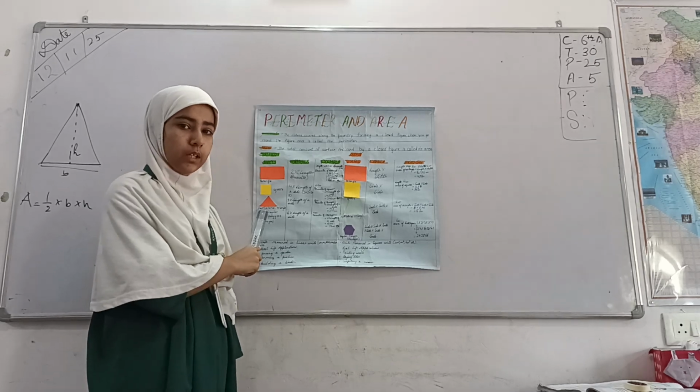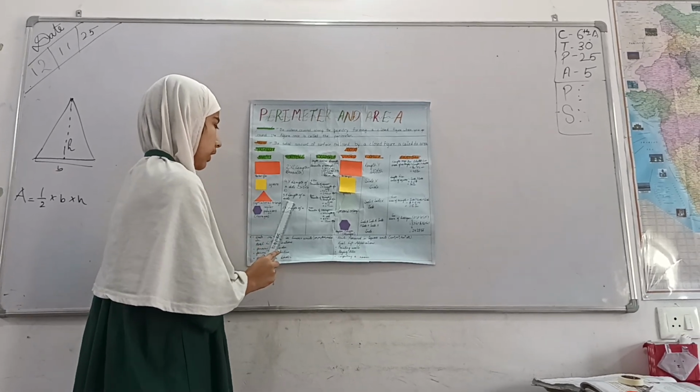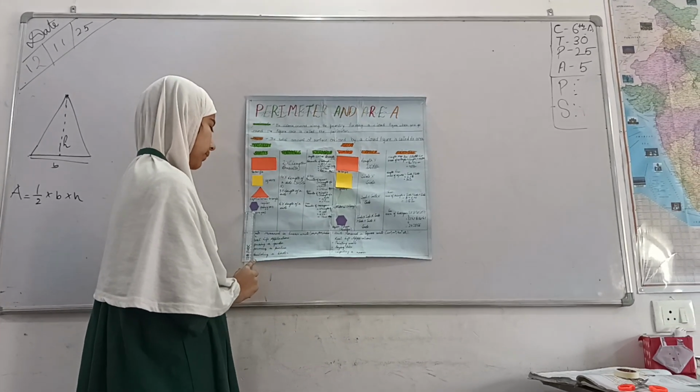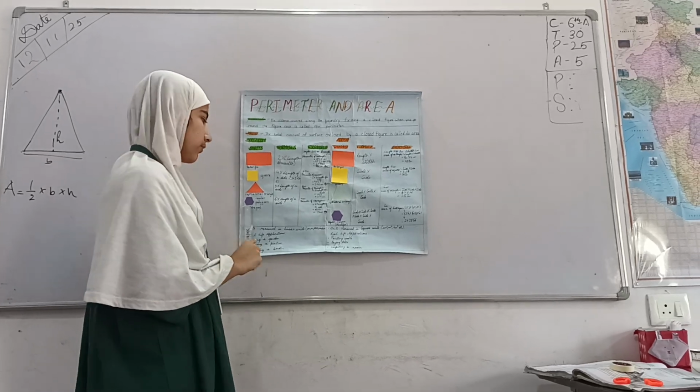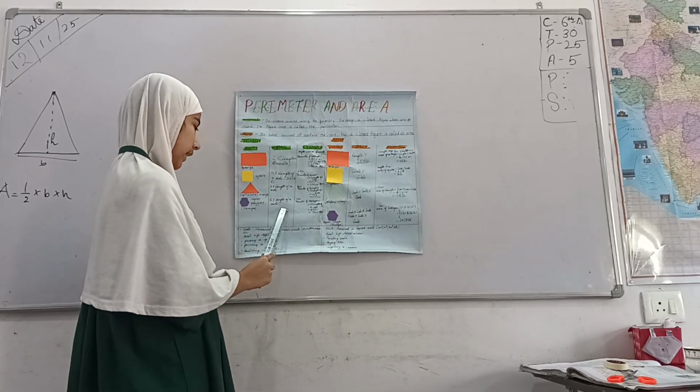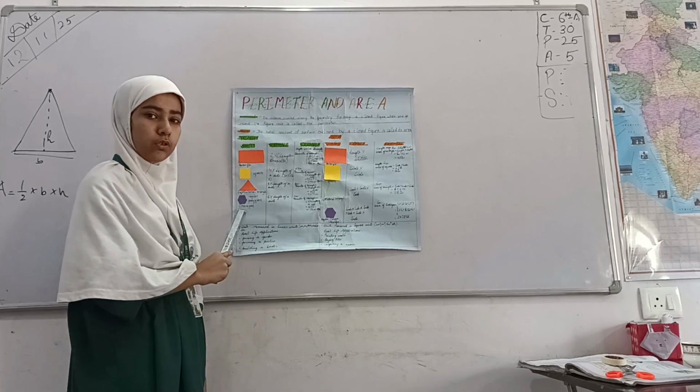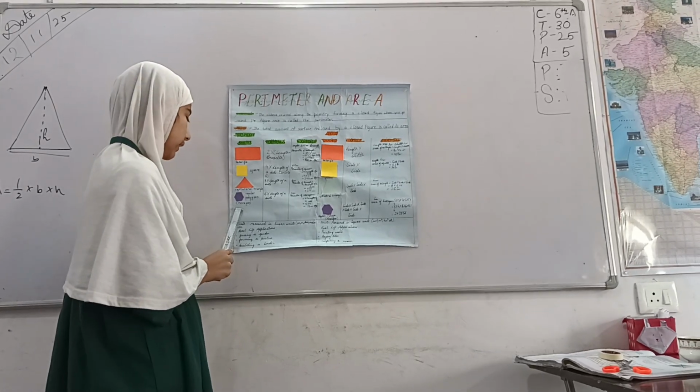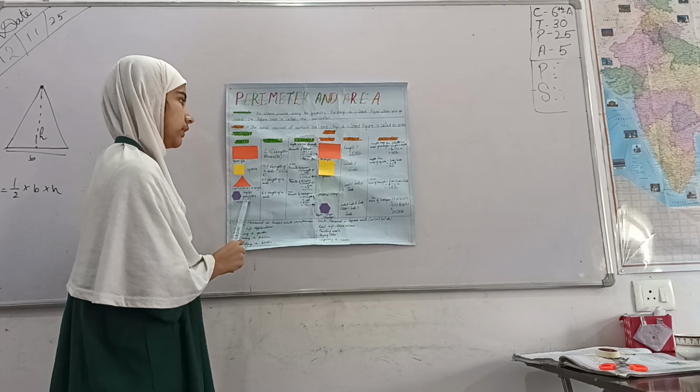Shape number 3, equilateral triangle. Formula: 3 into length of a side. Shape number 4, regular polygons. Formula: 6 into length of a side. I take here hexagon. You can also take nonagon, decagon or any of the regular polygons.